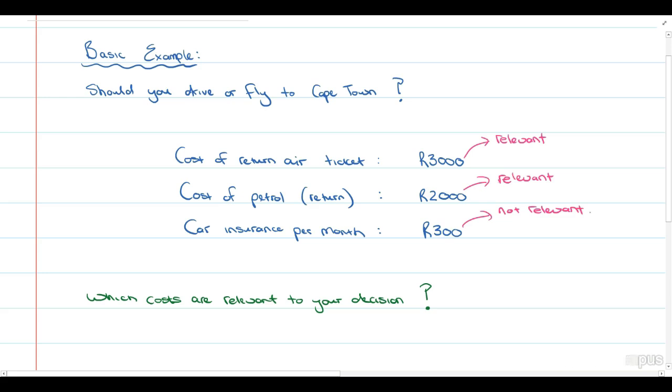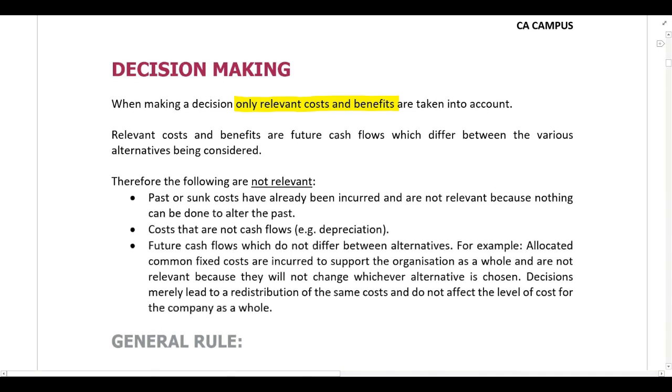Okay, so the relevant cost which will impact my decision is the air ticket, the cost of the petrol. However, the insurance, regardless of what I do, I still have to pay the 300 Rand, so it is not relevant to my decision. So you can see that applying logic to a situation like this, we can easily determine whether a cost is relevant or not relevant. Let's now look at the definition of a relevant cost or a relevant benefit. So this is my definition. Relevant costs and benefits are future cash flows that differ between the various alternatives being considered.